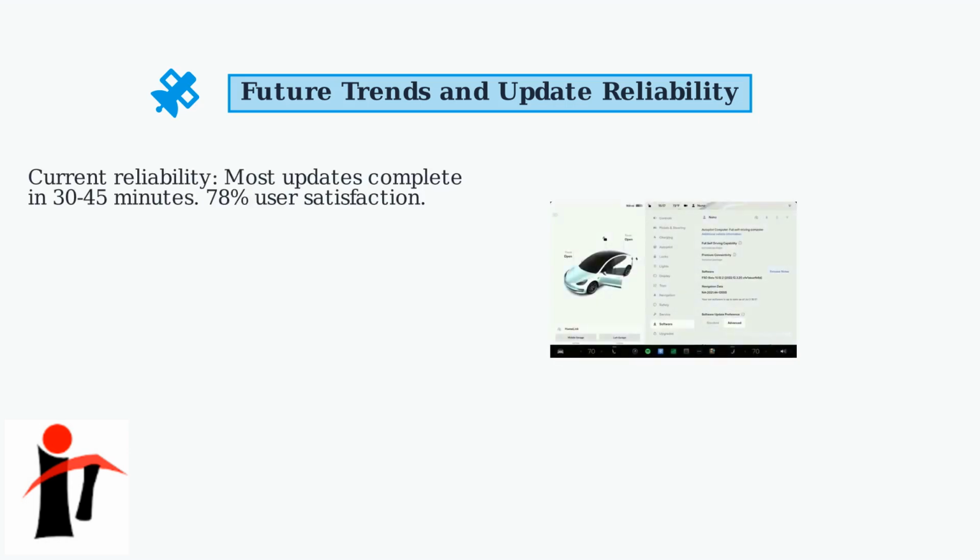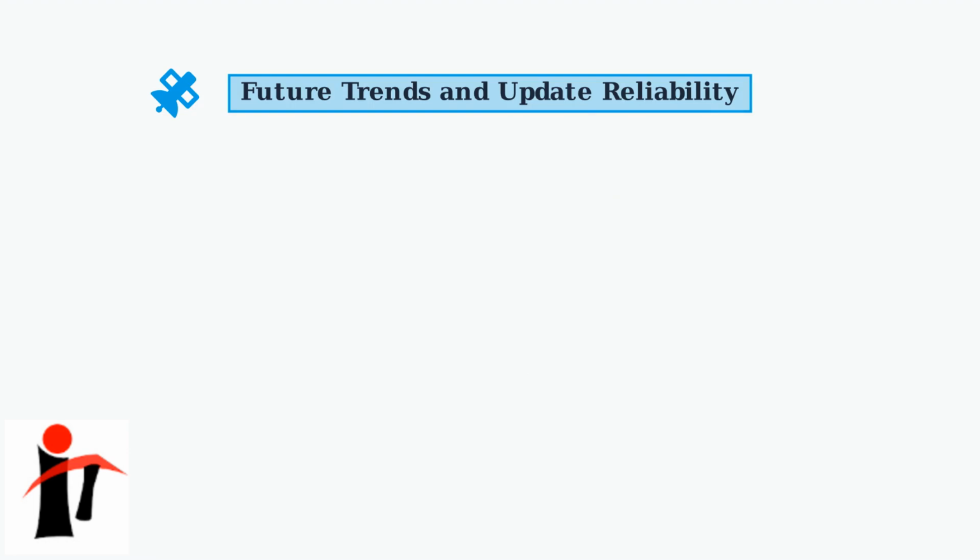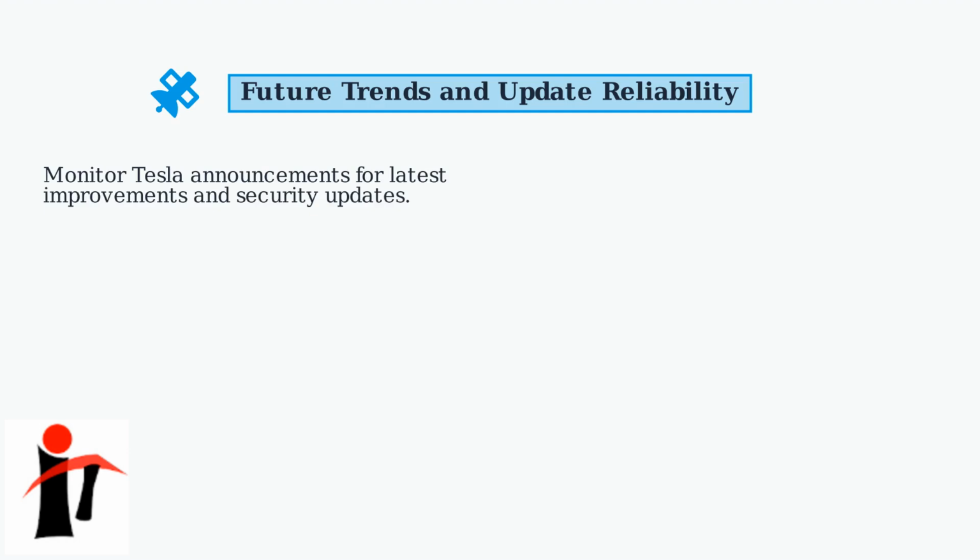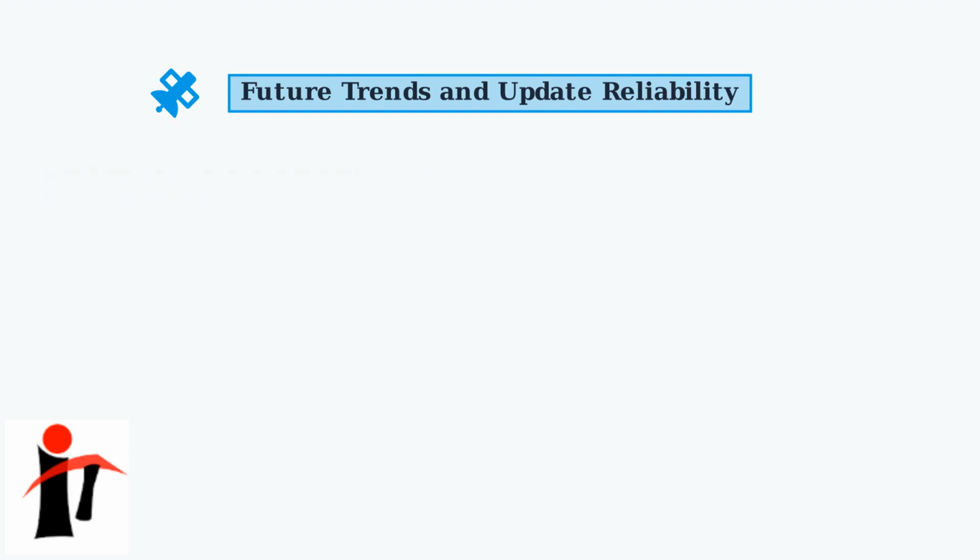As of early 2026, most Model 3 owners report successful updates within 30 to 45 minutes. User satisfaction ratings have improved to 78% for update reliability. Monitor official Tesla announcements for the latest developments in update technology and cybersecurity enhancements.